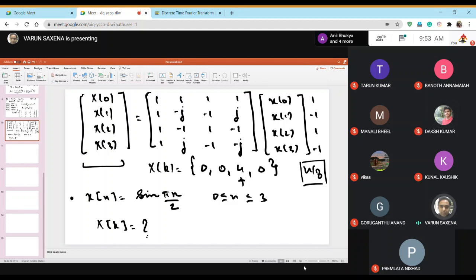The twiddle matrix has got nothing to do with x(n). It is only a function of capital N, and capital N seems to be the same in this case. So the twiddle matrix will remain the same.